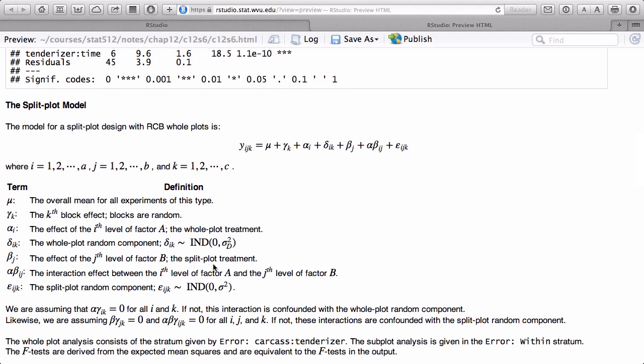Now, if there is no interaction, in other words, if we don't even come close to rejecting alpha beta ij, so we say, okay, there's no interaction, then attention drops back to the main effects. But it's hard to interpret the main effects by themselves if, in fact, the interaction is significant. And then we have the split plot random component.